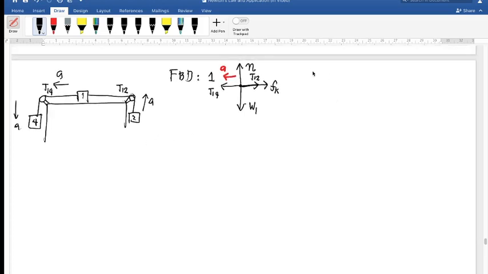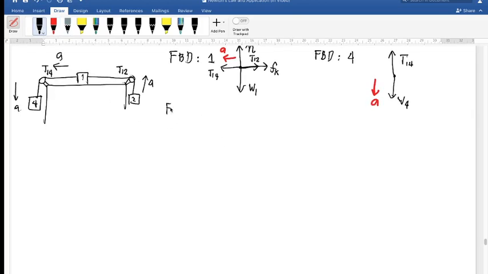So how about the FBD for the 4 kg? Again, we can represent the 4 kg block as a point. Then what are the forces? Just the tension T14, the cord connected to the 1 kg and 4 kg, and also the weight of the 4 kg. Then the acceleration must be separated from the free body diagram.